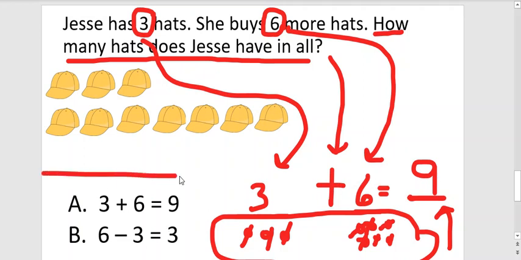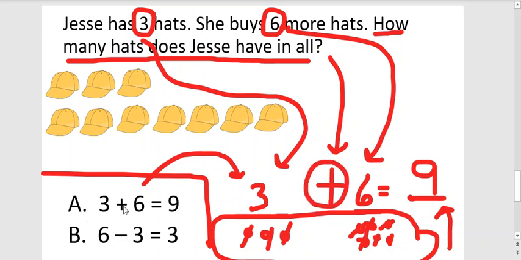Now I have to pick either A or B as my answer. So I have to look and see which one, A or B, looks exactly the same as 3 plus 6 equals 9. And I think the only one that looks like that and the only one that has the plus sign in the middle is A. So A is going to be my answer.